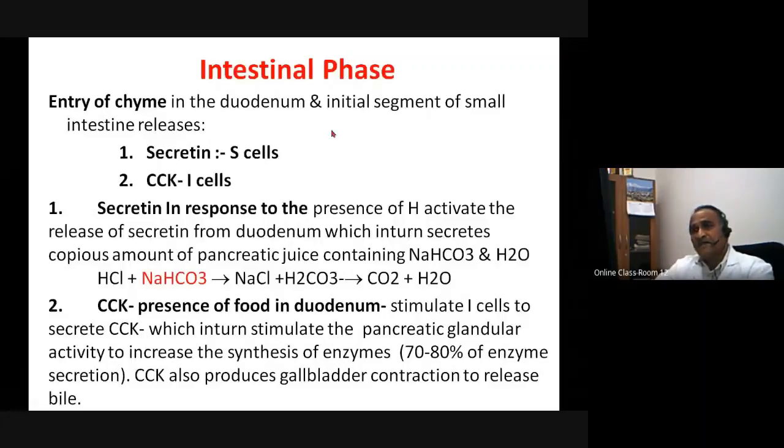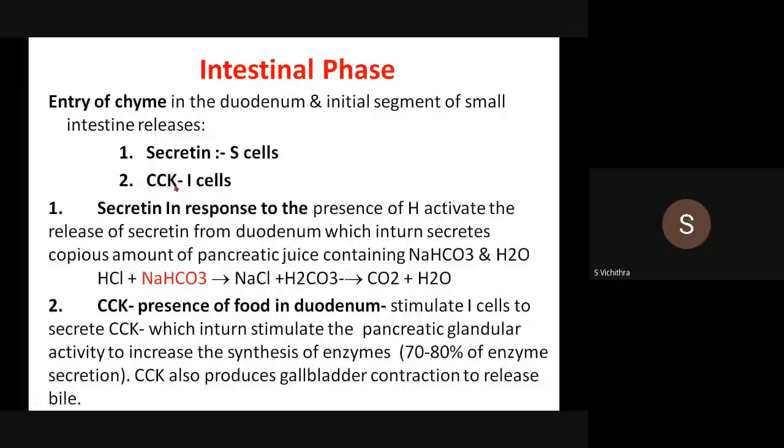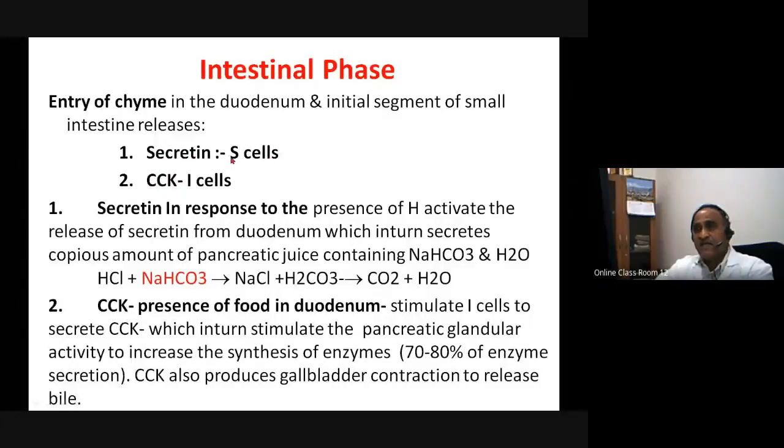In the intestinal phase, the entry of chyme into the duodenum and the initial segment of the small intestine will secrete two hormones, secretin and cholecystokinin. Secretin is secreted by the S cells of the duodenum, and this secretin in turn stimulates copious amounts of bicarbonate and then water.